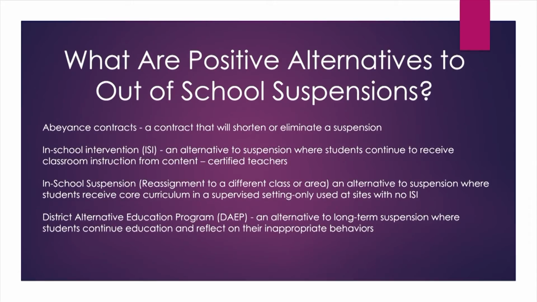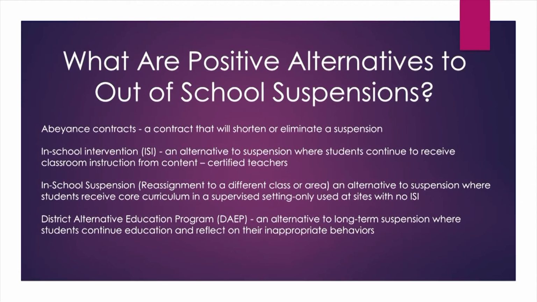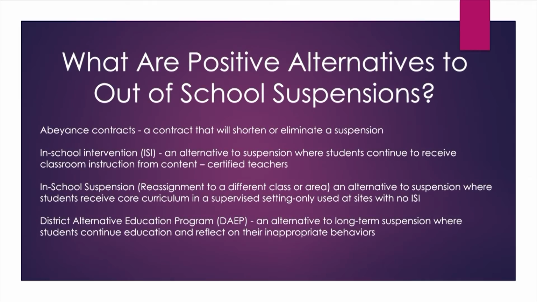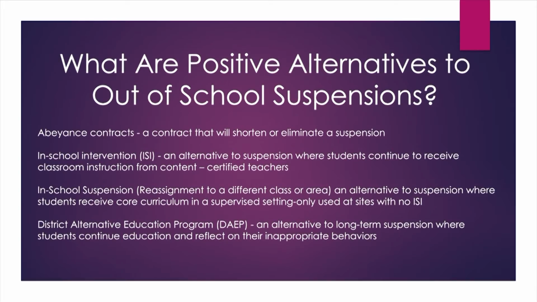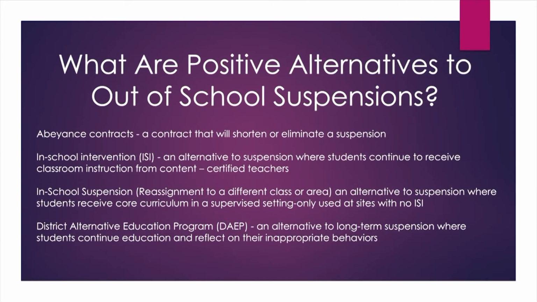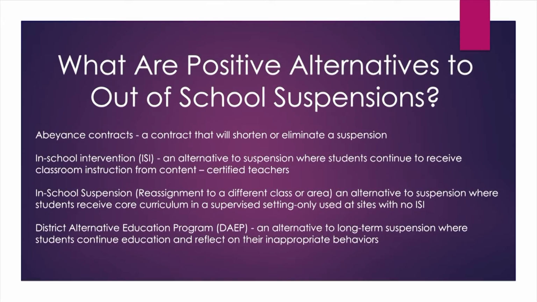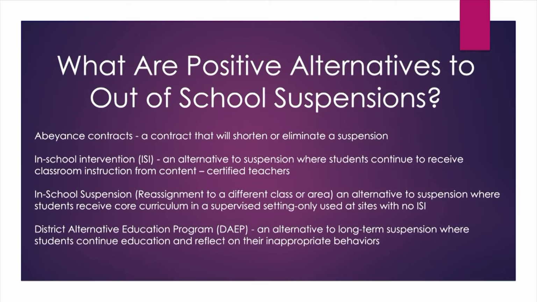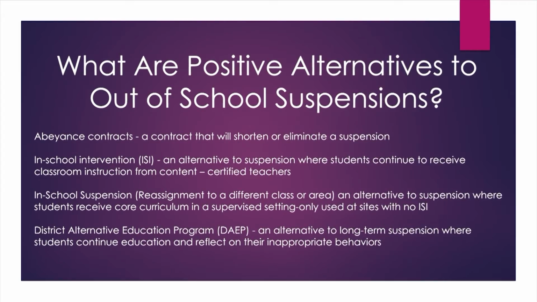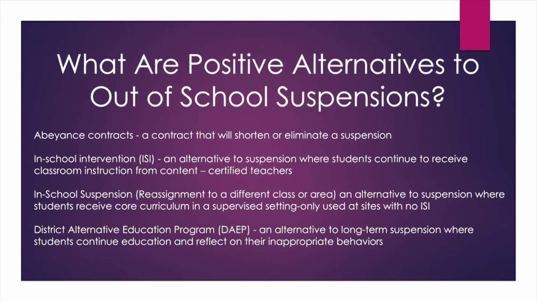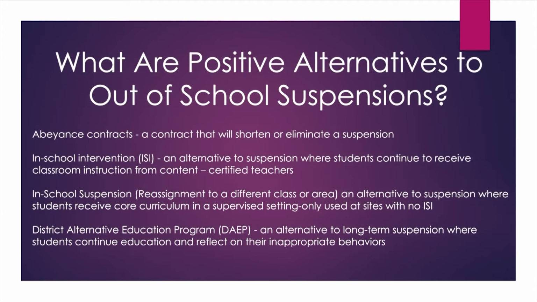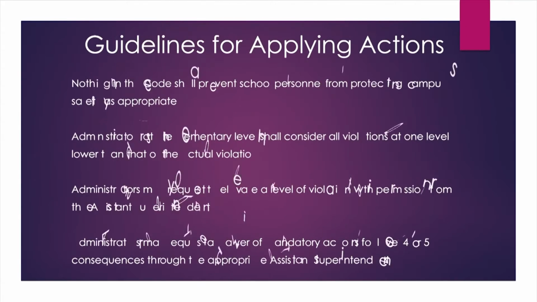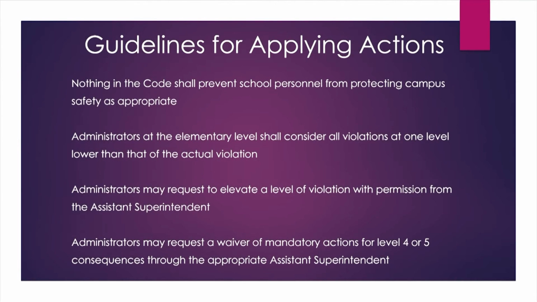In-school intervention, referred to as ISI, an alternative to suspension where students continue to receive classroom instruction from content-certified teachers. In-school suspension or reassignment to a different class, that's an alternative to suspension where students receive core curriculum in a supervised setting, only used at sites that don't have ISI. District Alternative Education Program, referred to as DAEP, is an alternative to long-term suspension where students continue education and reflect on their inappropriate behaviors. Listed on this slide are just some of the guidelines in our Code of Conduct. Please read page 8 of the Code of Conduct for additional guidelines.